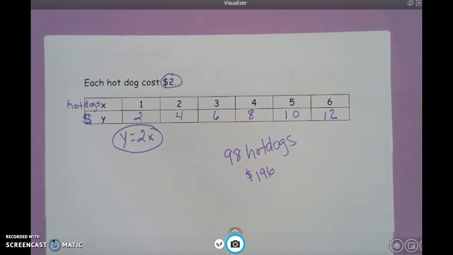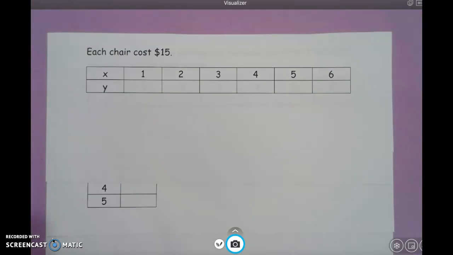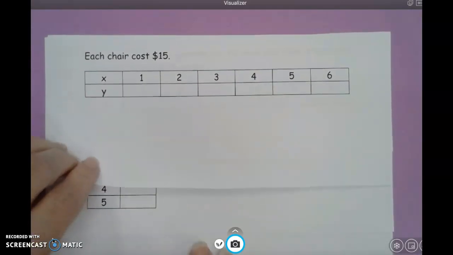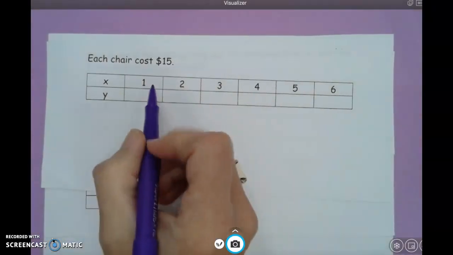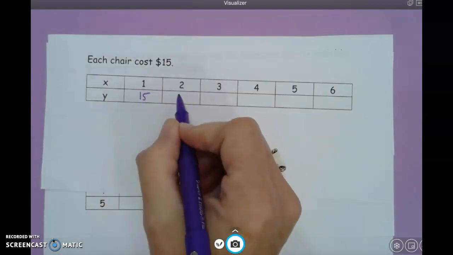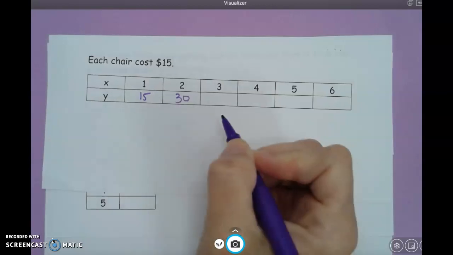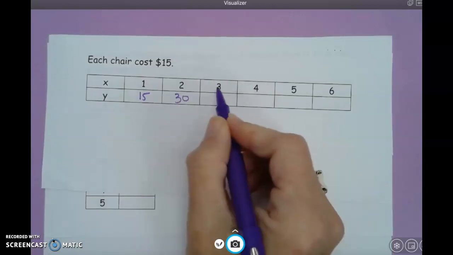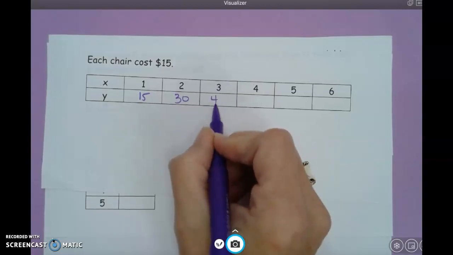So if we look at the next one, if you want to think of it like a story, it says each chair costs $15. So if each chair costs $15, we know that if we get one chair, that is $15. If we get two chairs, that's going to be 15 and 15, which gives us 30. And if we get 3 chairs, we get 15, 15, and 15, which gives us 45.